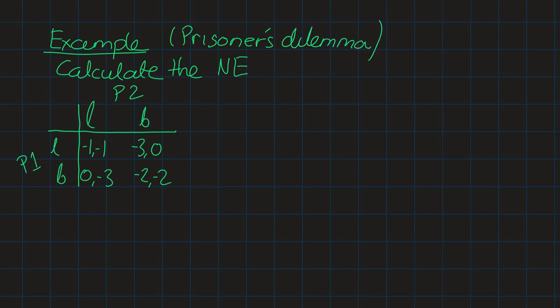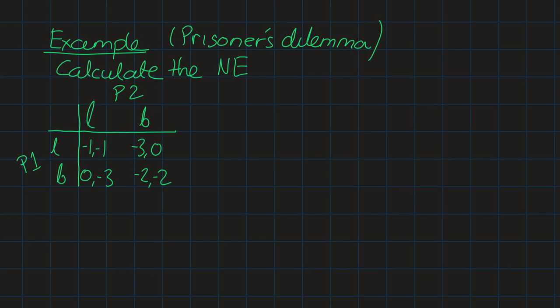Okay, and the context behind it is L stands for loyal, B stands for betray, and the numbers tell you how many years in jail they get. But that's not really important when it comes to calculating Nash equilibrium. So let's calculate the Nash equilibrium. If you recall, a Nash equilibrium is an outcome where neither party can unilaterally improve their payoff by changing strategies. So let's just examine all of the outcomes one by one and see if it's a Nash equilibrium.